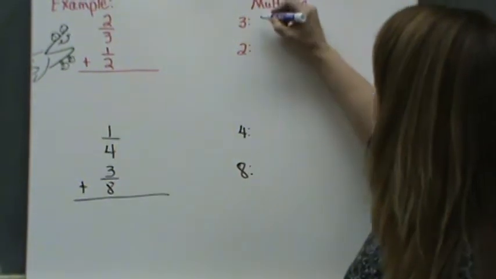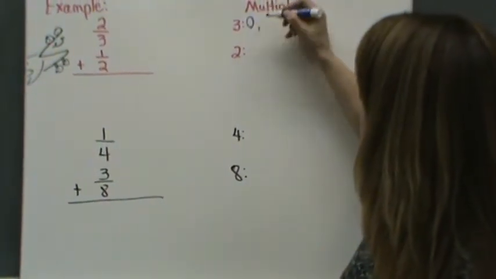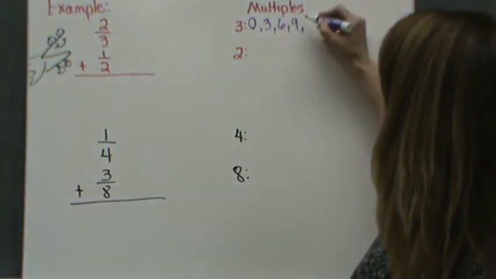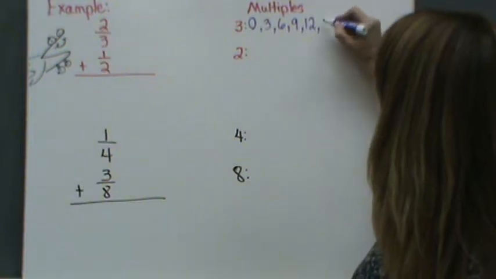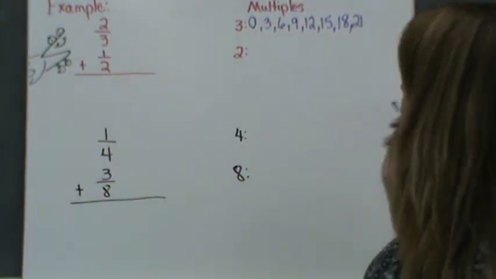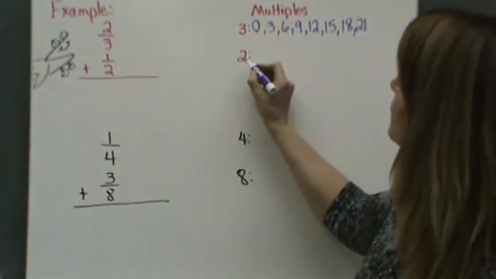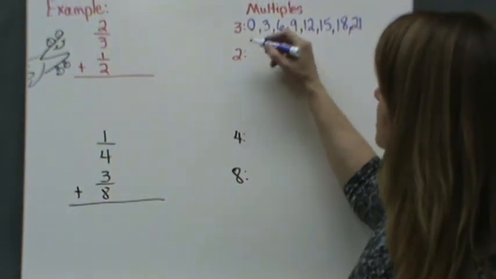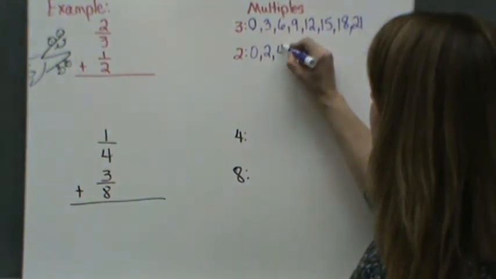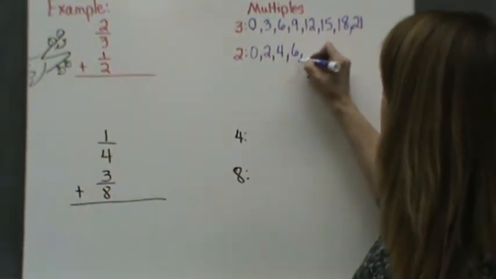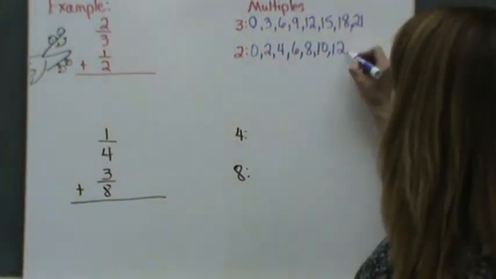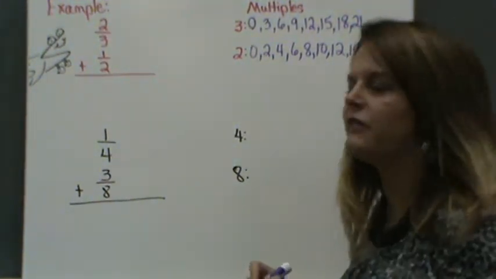So my multiples of 3. 3 times 0 is 0. 3 times 1, 3 times 2, 3 times 3, 3 times 4, 3 times 5, 3 times 6, 3 times 7. I'm going to stop there and see if I can find something. Okay, my multiples of 2, just my multiples of 2. 2 times 0, 2 times 1, 2 times 2 is 4, 2 times 3, 2 times 4, 2 times 5, 2 times 6, 2 times 7. We'll go all the way out to 7 this time.